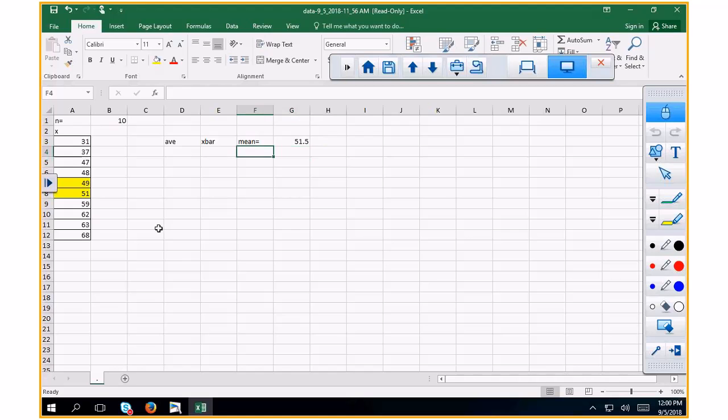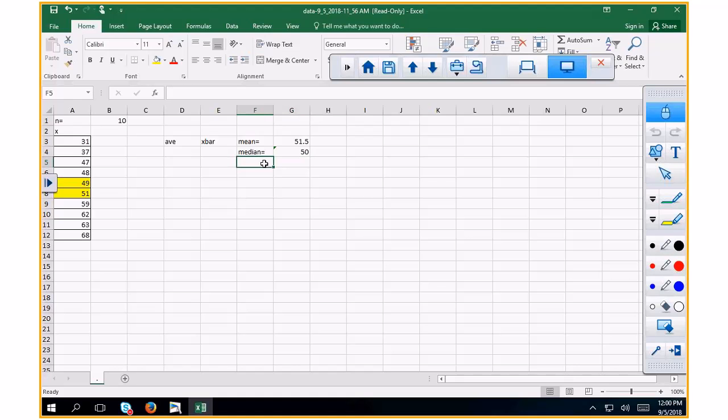Median is equal to? 50. Let's see. So I'm going to add these two together and divide by what? 2.